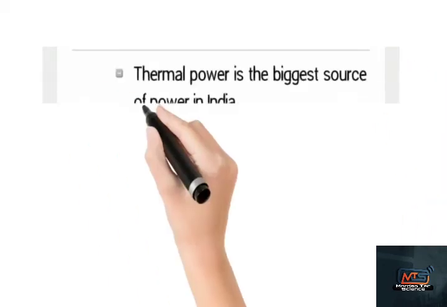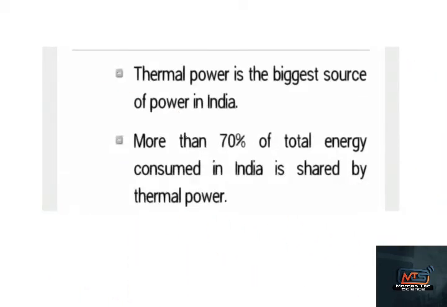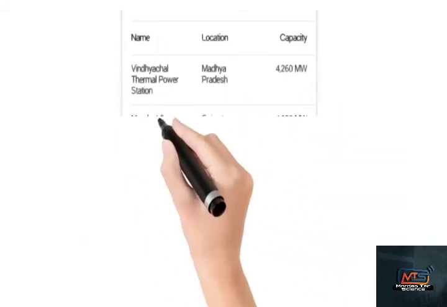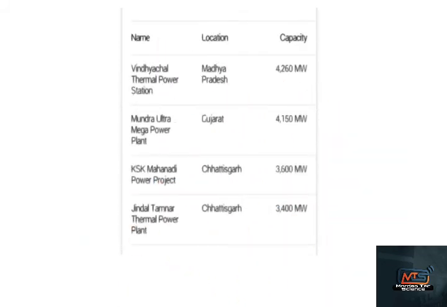Thermal power plants are the biggest source of power in India. More than 70% of the total energy consumed in India is supplied by thermal power plants. And here we have some thermal power plants in India and their capacity to produce electricity.